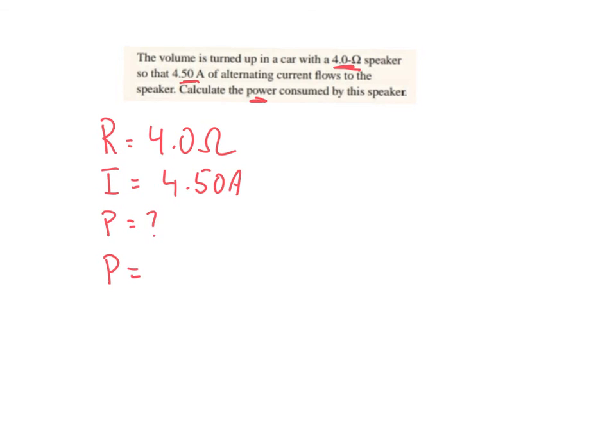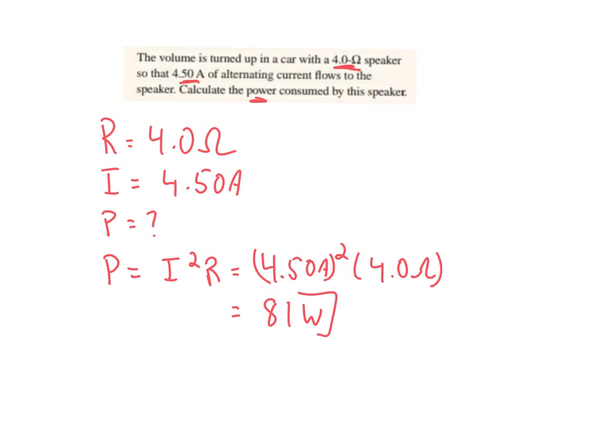So we're going to say P is equal to I squared R, which is equal to 4.50 amps squared multiplied by 4.0 ohms. And we get a final answer here of 81 watts. And that's how you use those two formulas.